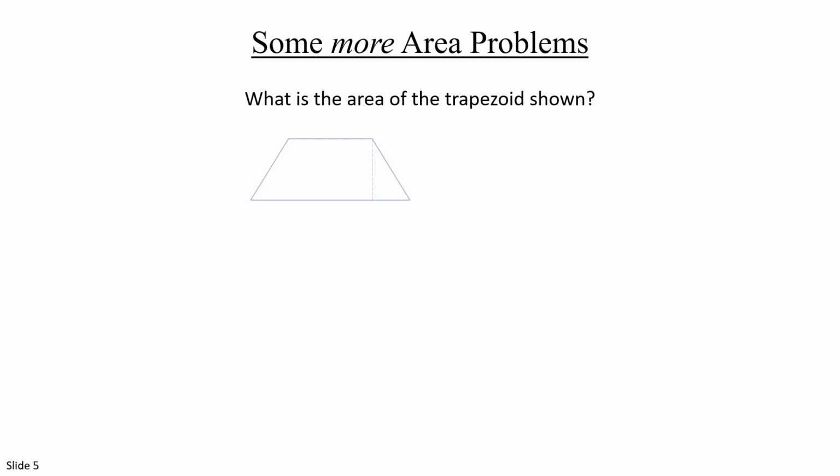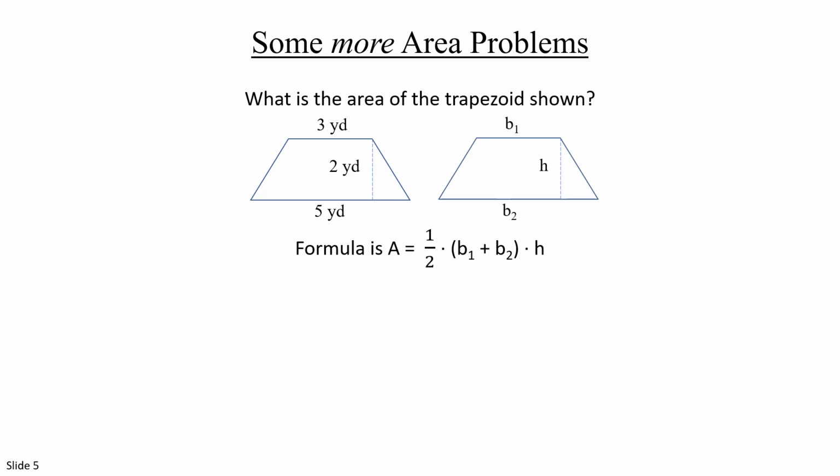Here's another one. Here's a trapezoid. Trapezoids have 2 bases, the bottom and the top, and a height. The formula is 1/2 (base 1 plus base 2) times the height. So we add the 2 bases, multiply by the height, and then divide by 2. So in this case, it would be 8, because 3 plus 5 is 8, times 2 is 16, divided by 2 is 8.